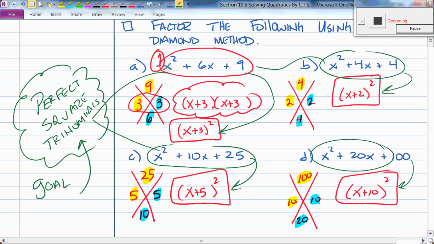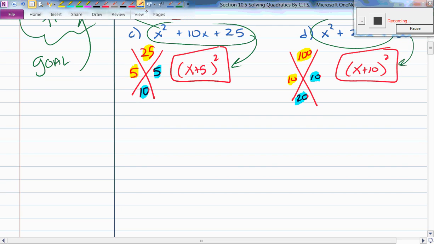There will always be a way to factor them down to a binomial squared. Okay? So that's the first part. Does that make sense so far? You guys caught some of the patterns that I wanted you to see. You guys good? Okay, good.